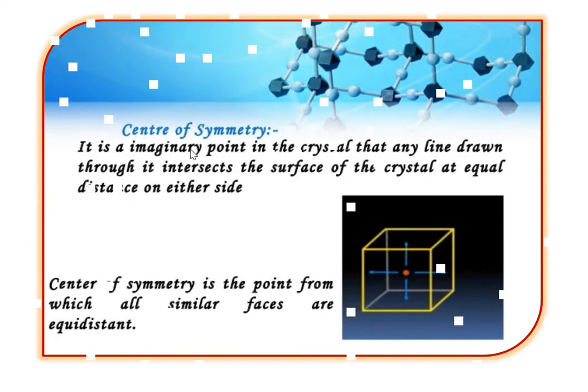Now, what is the center of symmetry? This red point indicates the center of symmetry. It is the imaginary point in the crystal such that any line drawn through it intersects the surface of the crystal at equal distance on either side. So the center of symmetry is the point from which all similar faces are equidistant. With respect to this red point, all the faces of the cube are equidistant.